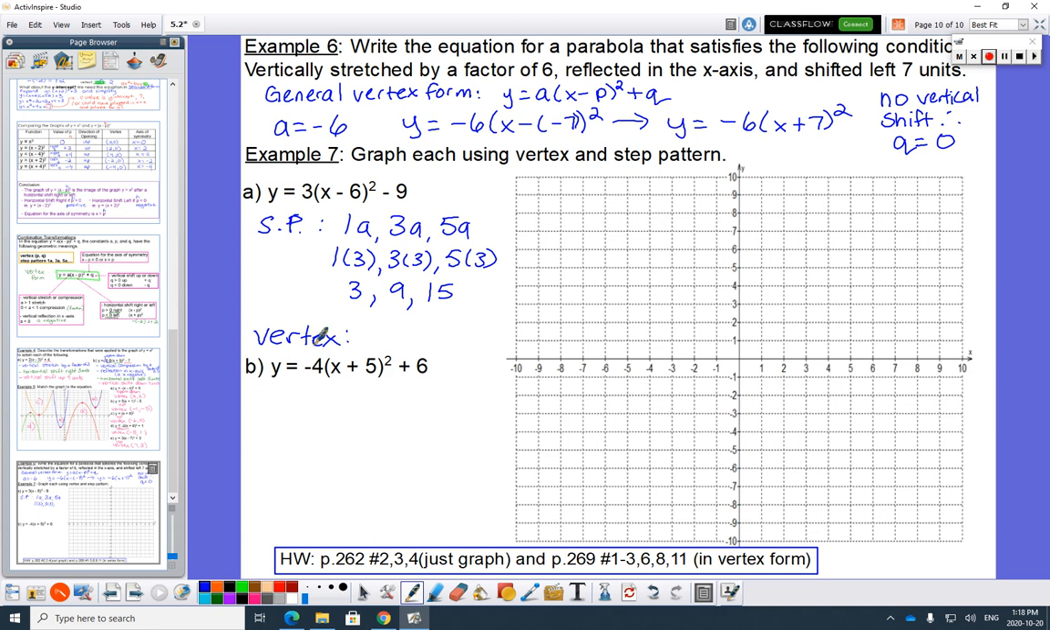So this is similar to when you would do y equals mx plus b, right? You had to show your work, slope and y-intercept at least. So you'd have to do the same thing here. We need the vertex and you need the step pattern. So this is going to be right 6 and then down 9. Okay, so positive 6, negative 9.